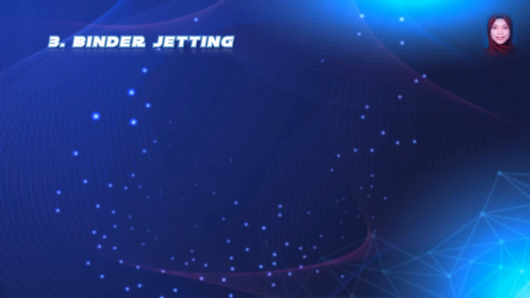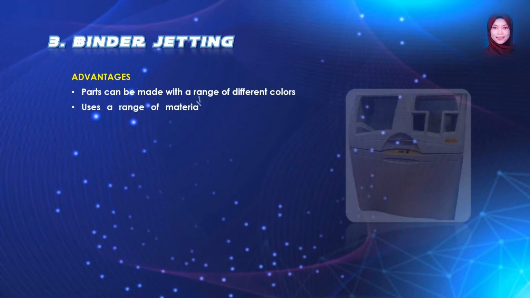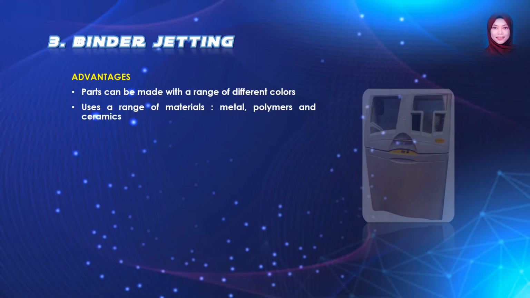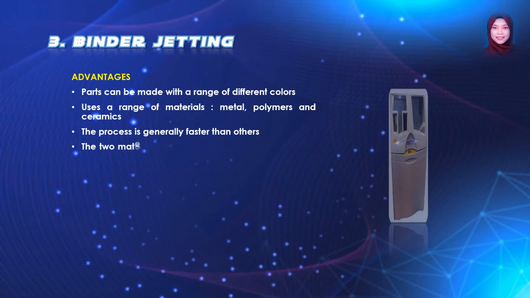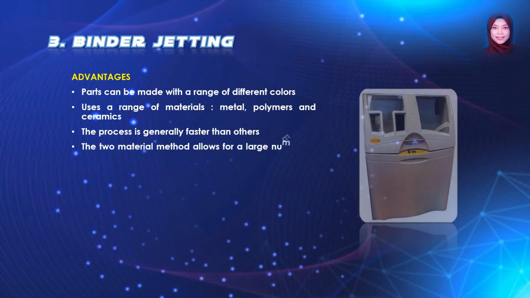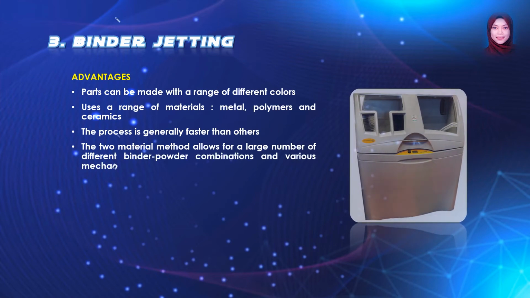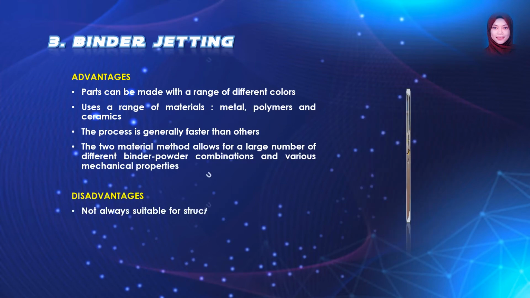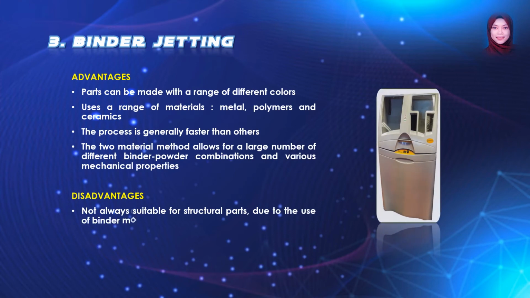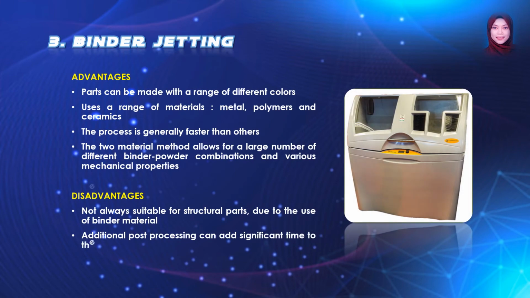Binder jetting. Advantages: parts can be made with a range of different colors. Uses a range of materials: metal, polymers, and ceramics. The process is generally faster than others. The two-material method allows for a large number of different binder powder combinations and various mechanical properties. Disadvantages: not always suitable for structural parts due to the use of binder material. Additional post-processing can add significant time to the overall process.